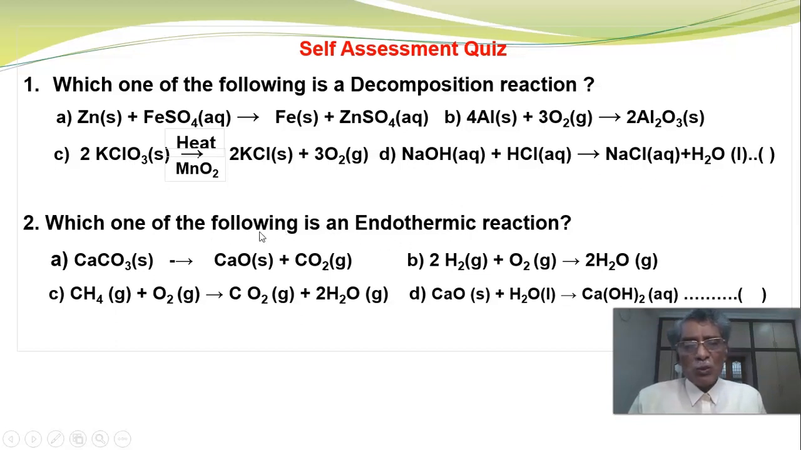Second question, which one of the following is an endothermic reaction? Option A, CaCO3 solid gives rise to CaO solid plus CO2 gas. Option B, 2H2 gas plus O2 gas gives rise to 2H2O gas. Option C, CH4 gas plus 2O2 gas gives rise to CO2 gas plus 2H2O gas. Option D, CaO solid plus H2O liquid gives rise to Ca(OH)2 aqueous.